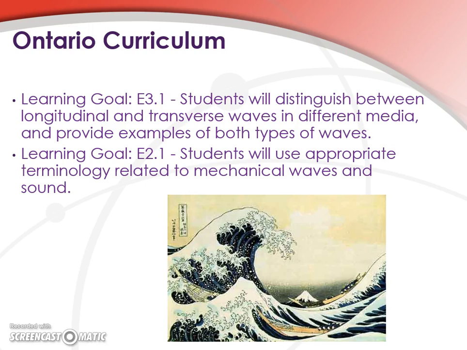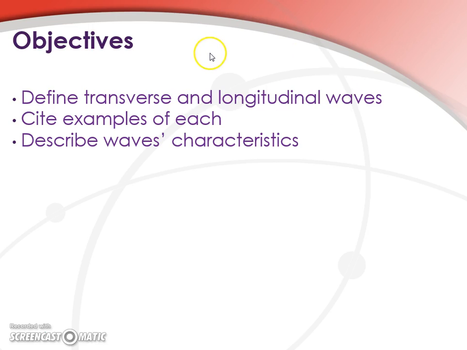Ontario physics students will be able to distinguish between longitudinal and transverse waves in different media and provide examples of both types of waves. Students should be able to use appropriate terminology relating to mechanical waves and sound. Today we're going to define transverse and longitudinal waves and cite some examples of each. And we're going to learn how to describe the characteristics of waves.